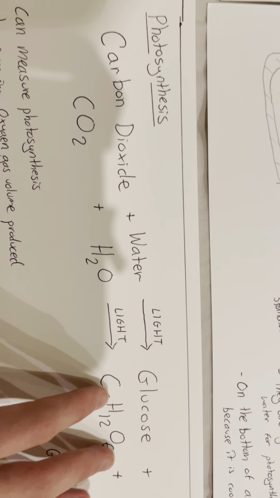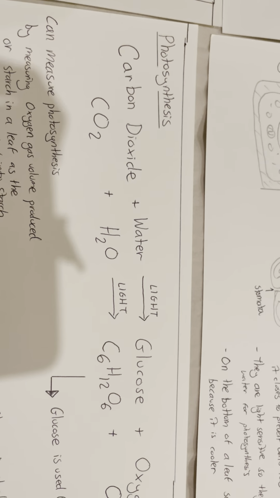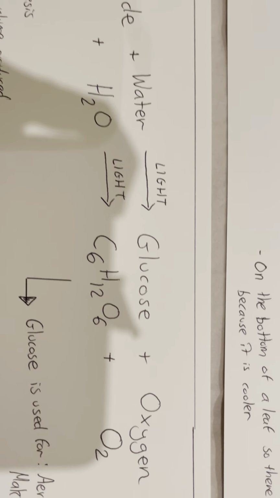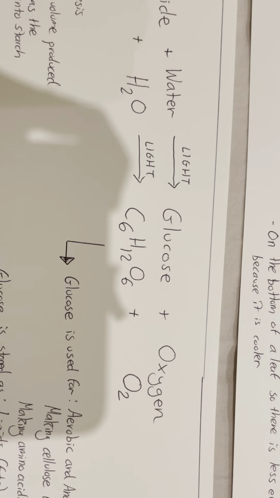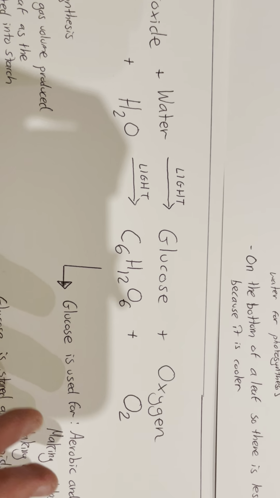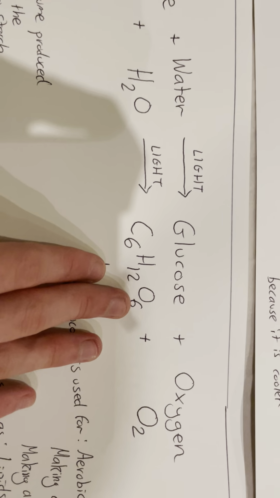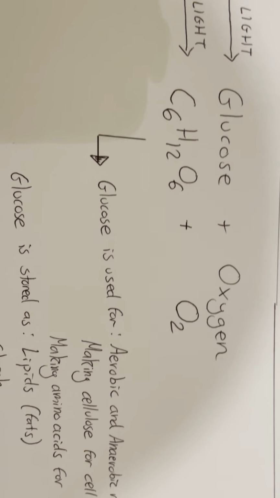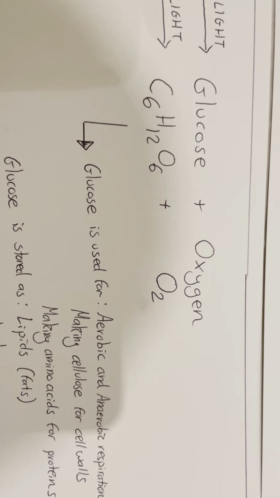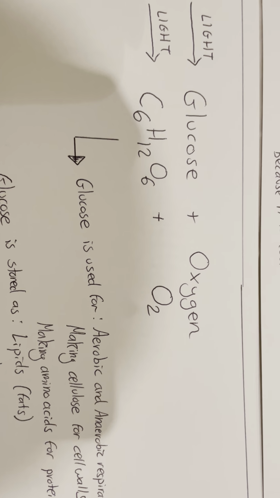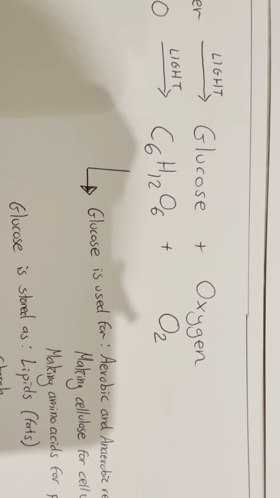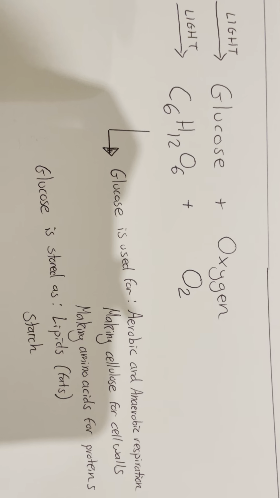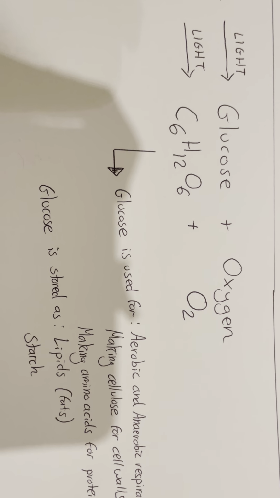Glucose is the main product that plants use from photosynthesis. We use the oxygen for breathing. They use it for respiration as well, but glucose is the main product they are after, because it is used for aerobic and anaerobic respiration, and it makes cellulose for its cell walls, and it makes amino acids, which are used for proteins.